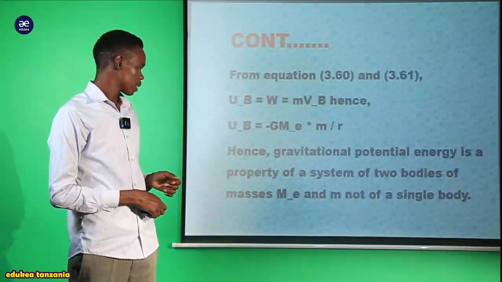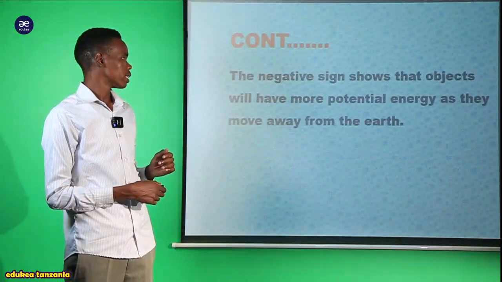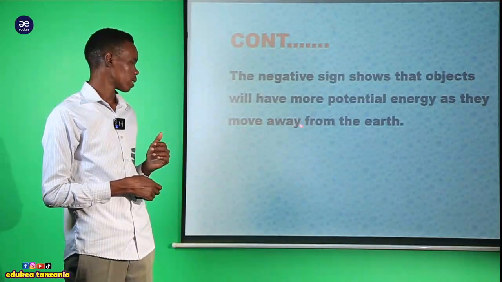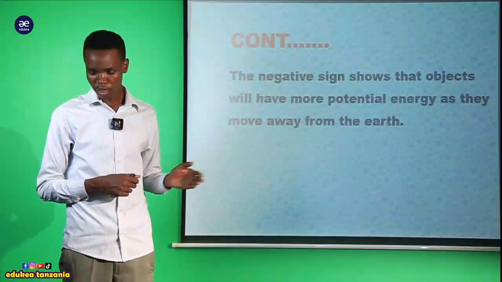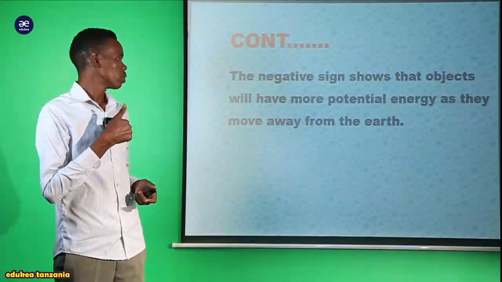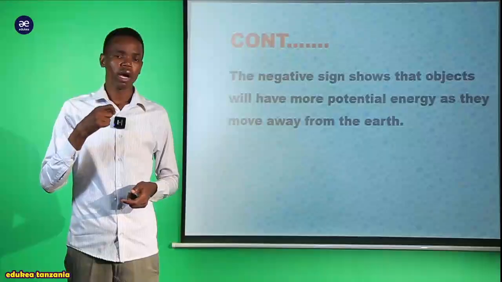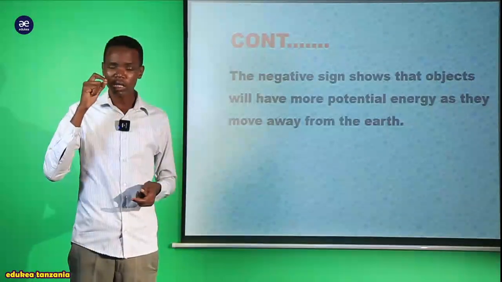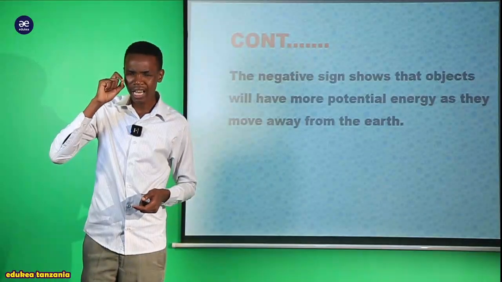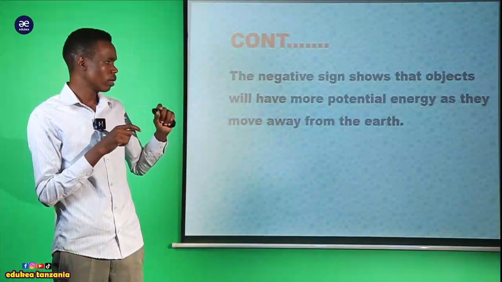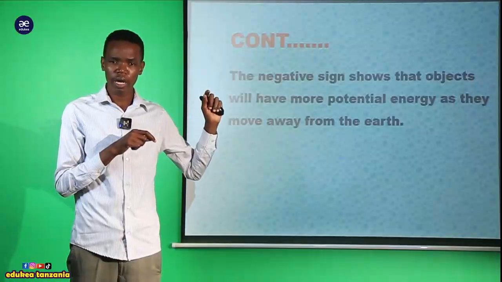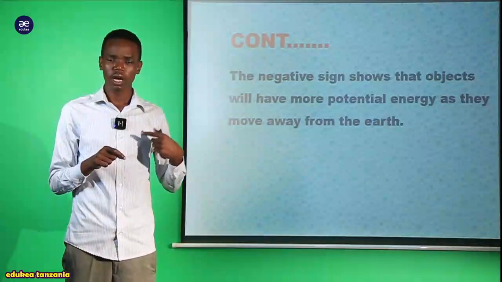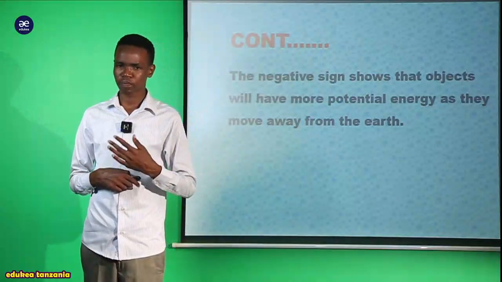So the negative sign in our formula shows that the object will have more potential energy as it moves away from the Earth. The negative sign indicates that the object needs a large amount of energy to move away from the Earth to a certain point, as we have seen.